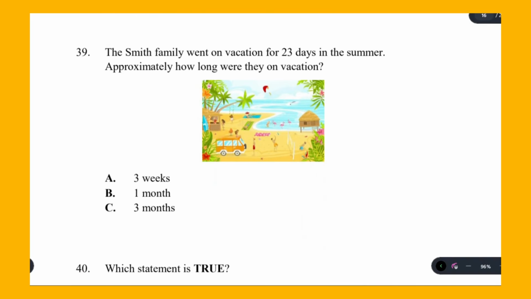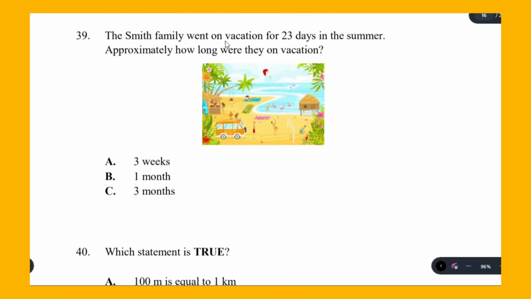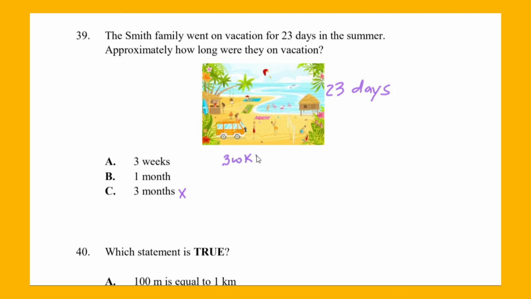Question 39. The Smith family went on vacation for 23 days in the summer. Approximately how long were they on vacation? So they were on vacation for 23 days. So we want to check our options now. So is it 3 weeks, 1 month, or 3 months? It definitely could not be 3 months. 23 days is very far from 3 months. Now, how about 3 weeks and 1 month?